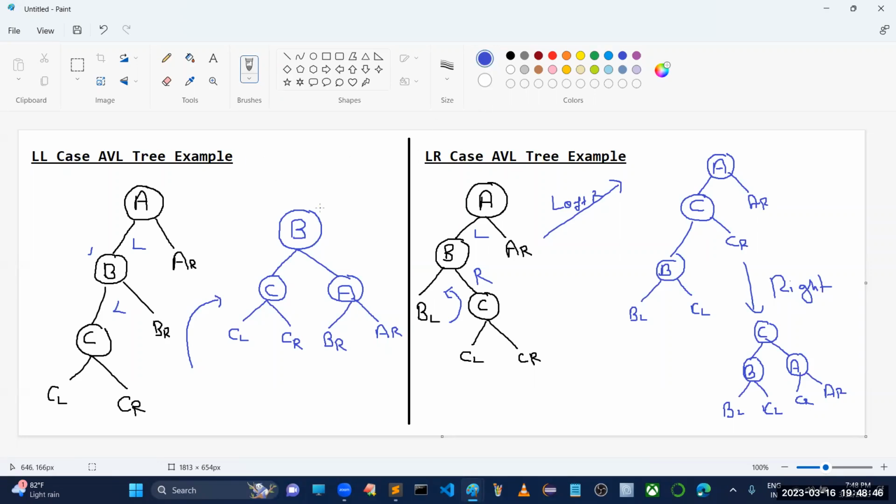Are these two cases clear? Please confirm, everyone. Sir, I don't get left rotation in the LR case.